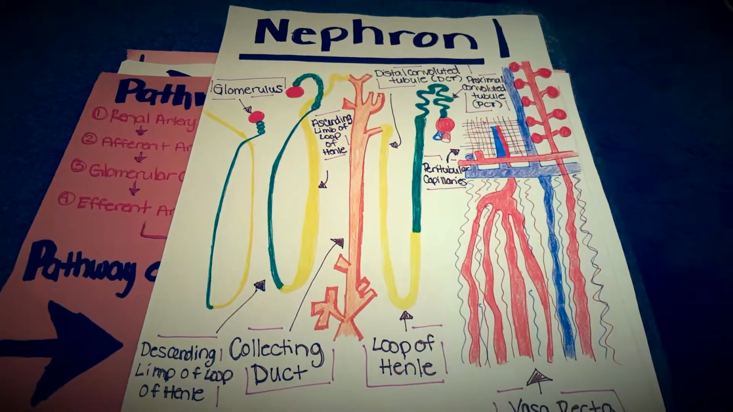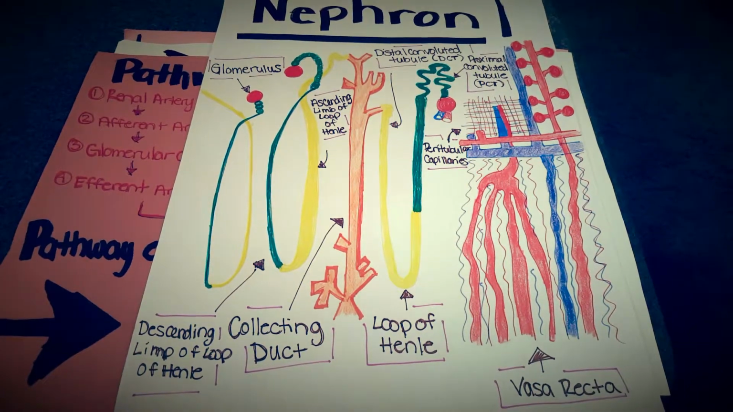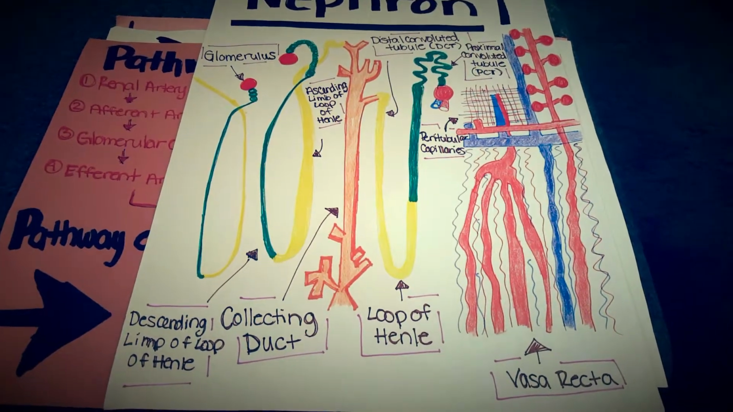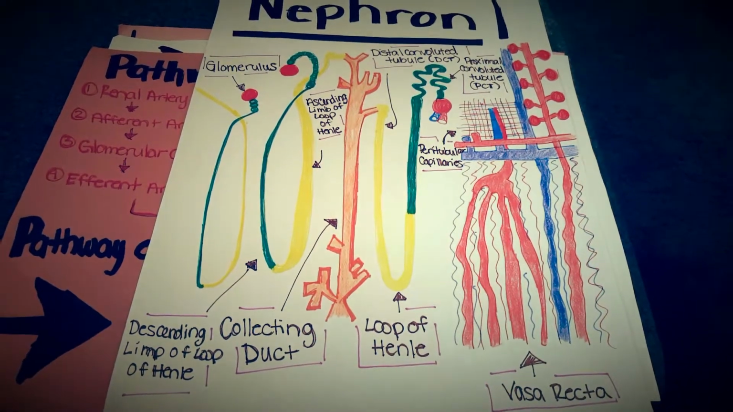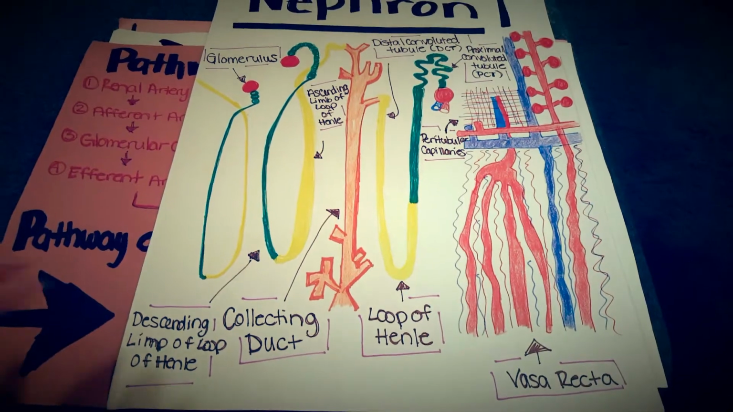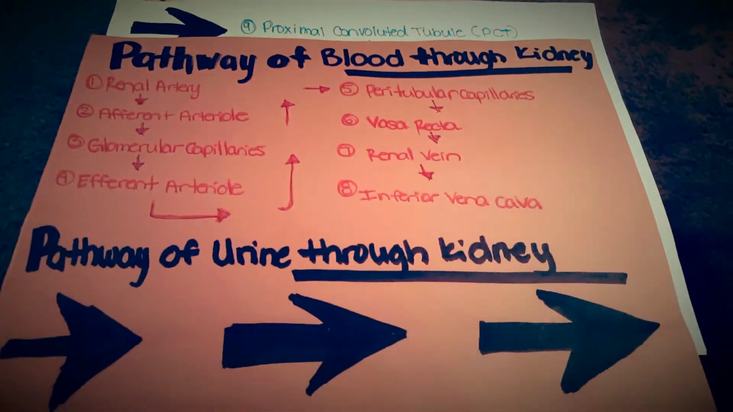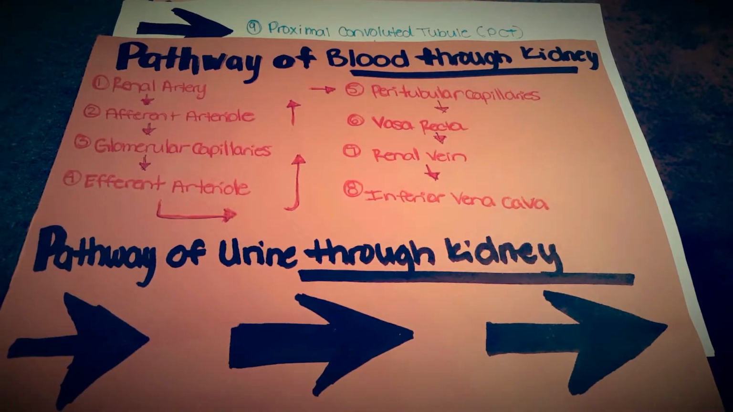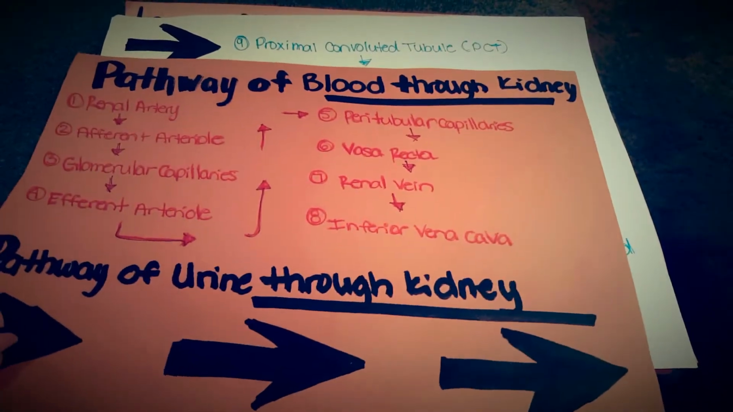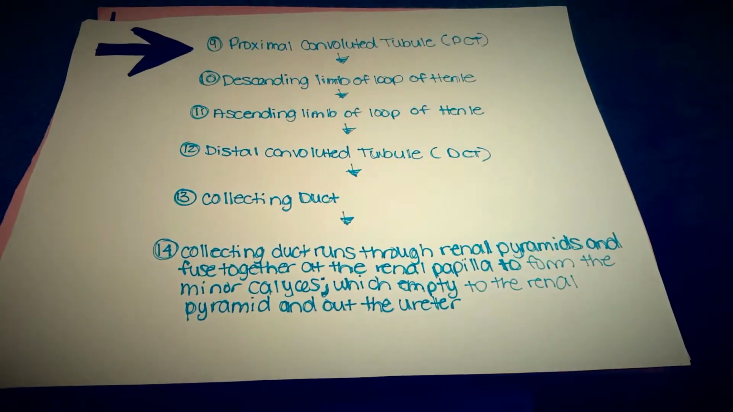At the junction between the ascending limb of the nephron loop and the distal tubule, we find a group of cells called the macula densa, which comes into contact with portions of the afferent arteriole that contain specialized cells called juxtaglomerular cells. As we move on, this is just a pathway of the blood through the kidneys.